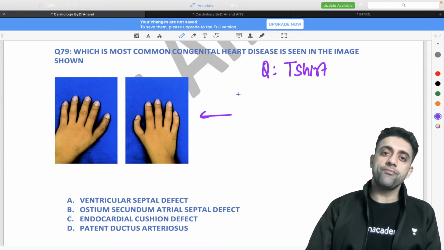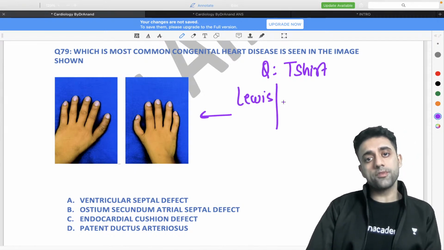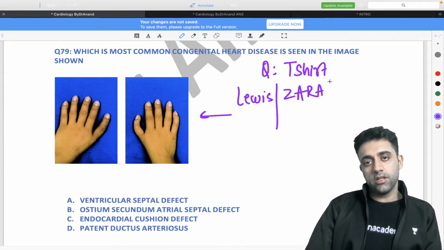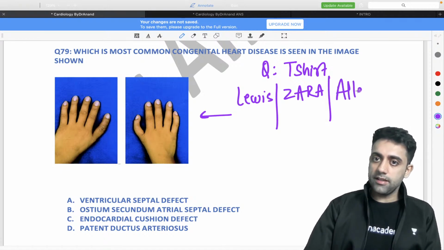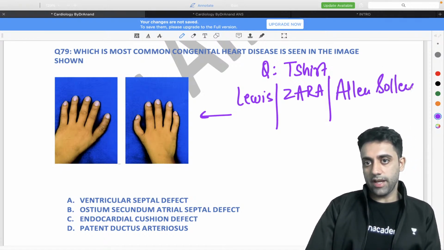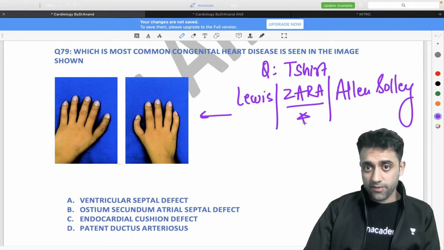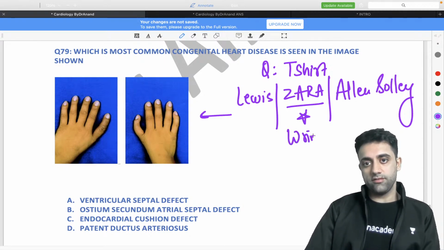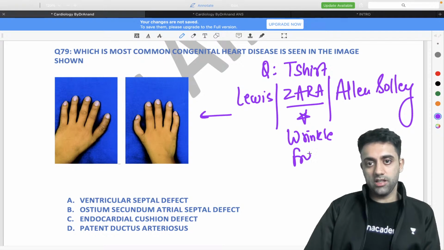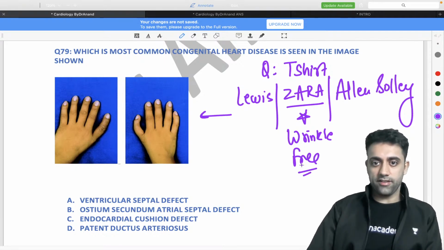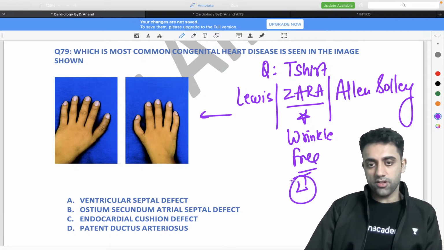Okay, the options are Levi's, Zara, Allen Solly. Which one do you like? Anyone? What's your favorite? To be frank, I like Zara. I like the wrinkle-free shirts. I love wrinkle-free actually. I don't like the normal one. My size is large.